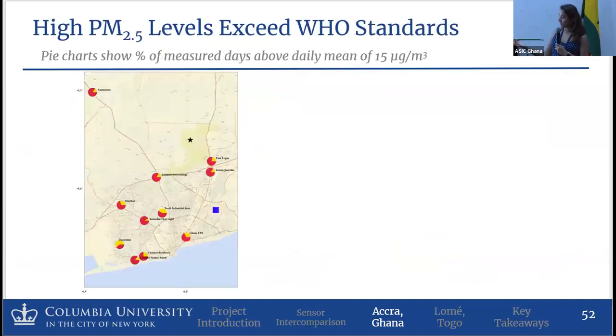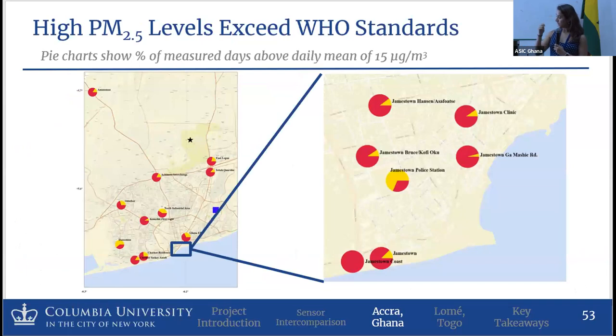This is a map of the city if you want to find where you are. And each pie chart shows the amount of days that were over the WHO's guideline. So the redder the graph, the worse the air quality consistently. And then we also zoomed in just to Jamestown specifically because there's a whole lot of sensors in very high density in that city. And you can see here that even between 2 sites that are next to each other, there can be a huge difference.